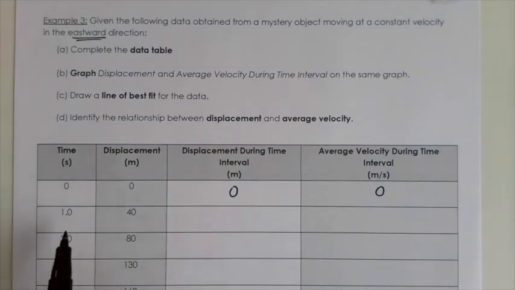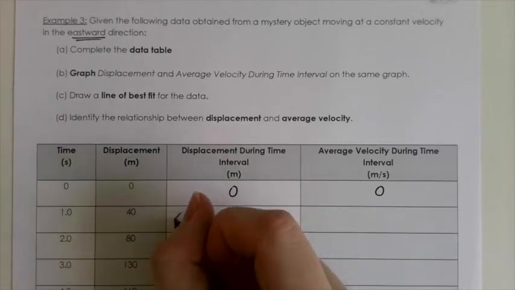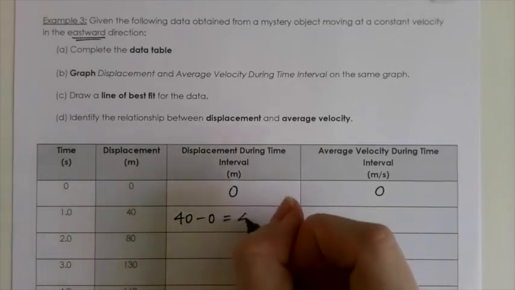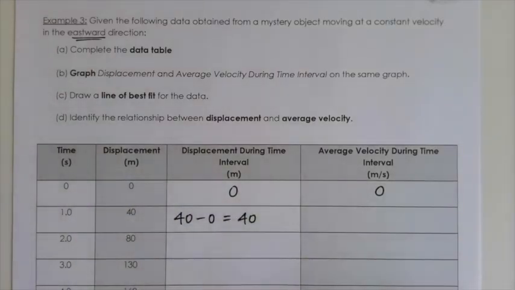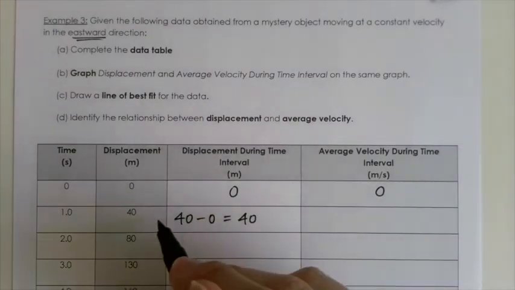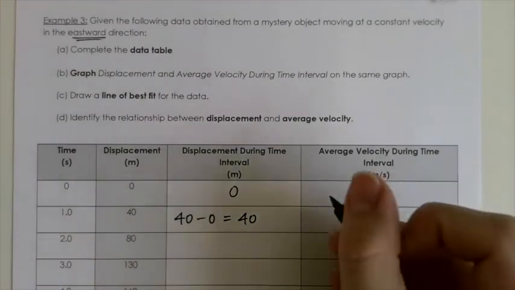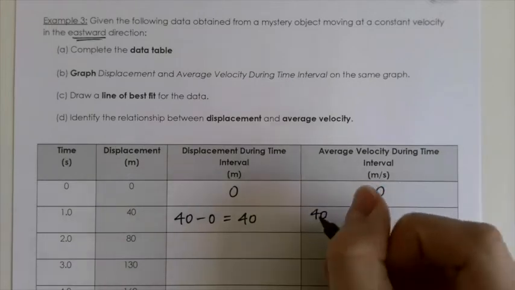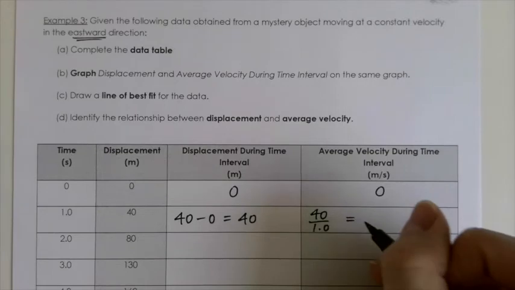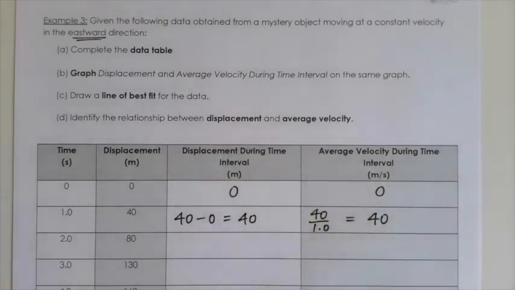But after 1 second has passed, the total displacement is 40 meters, so we can calculate the displacement during that time interval as 40 minus 0, and we will get 40 meters. Then our average velocity is the displacement in the time interval divided by the time, which is 40 meters divided by 1.0 seconds, and that gives us 40 meters per second during that time interval.